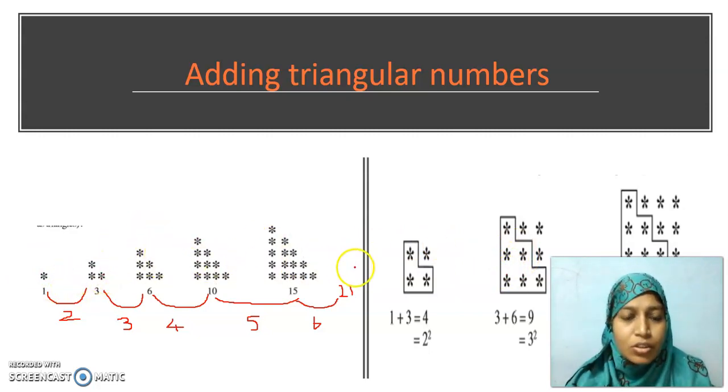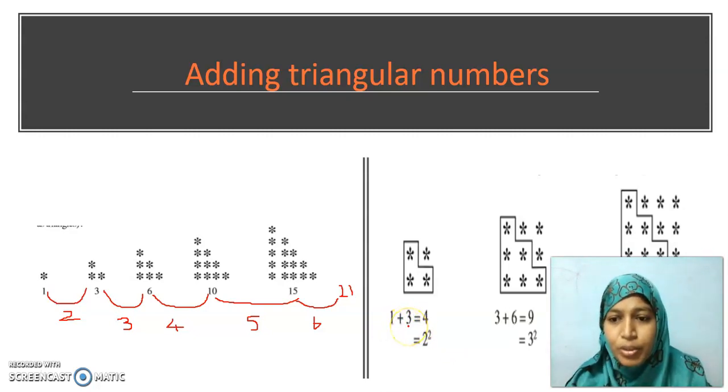Is it clear? So, any square number is got by adding two triangular numbers. Will you all agree? Those two triangle numbers should be consecutive triangular numbers. They should be nearer triangular numbers, not 1 and 6. If I add 1 and 6, both are triangle numbers. But if I add 1 and 6, will I get a square number? No, I will not get it.